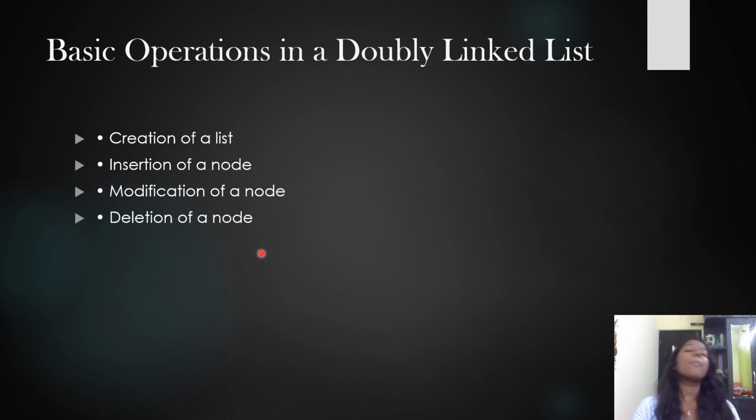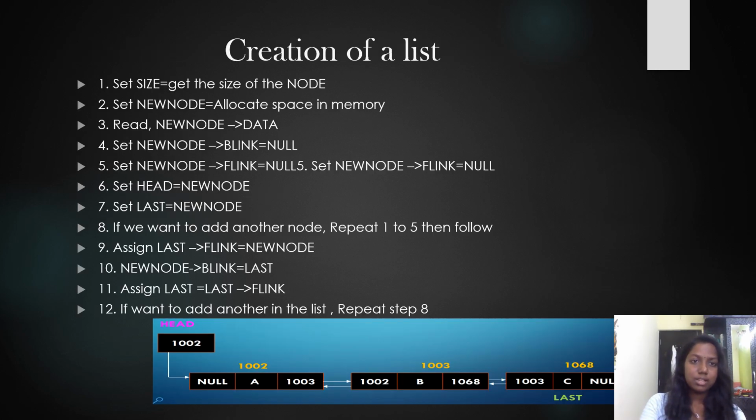Now, the basic operations in a doubly linked list are creation, insertion, modification, and deletion, just like the previous ones. Now, in creation of a doubly linked list, we set the size, allocate the space, and we read the data. Now, here comes the thing. As we have both B-link and F-link in a doubly linked list, we have to take care of both of them. So the B-link and F-link are set as null in the new node, and the head is set as new node, and the last is also set as new node.